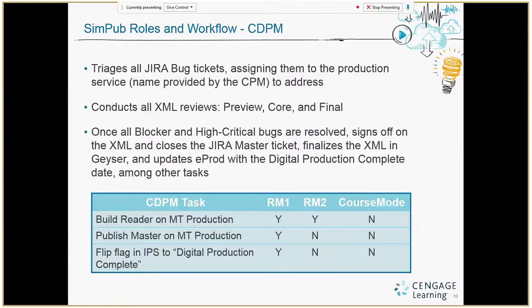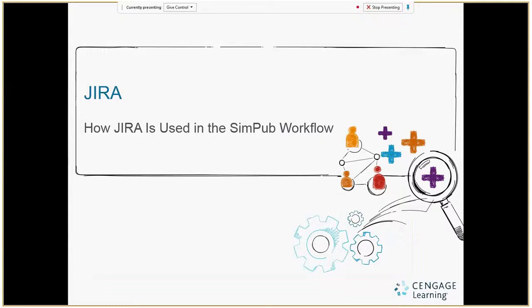And the CDPM is going to be the one creating the master ticket, finalizing the XML and Geyser, and updating the digital production complete date, among many other tasks. And some of these are in Jira. As I mentioned, the Jira master ticket has a lot of information related to the project, and some are in other systems. But there's a lot of tasks, and you'll see this fully listed on the SimPub workflow roles and responsibilities document. So next up, we have Sam.